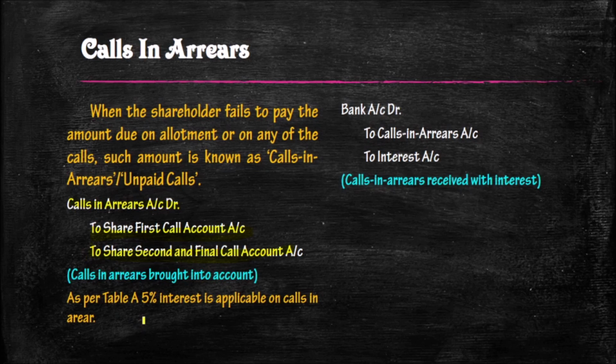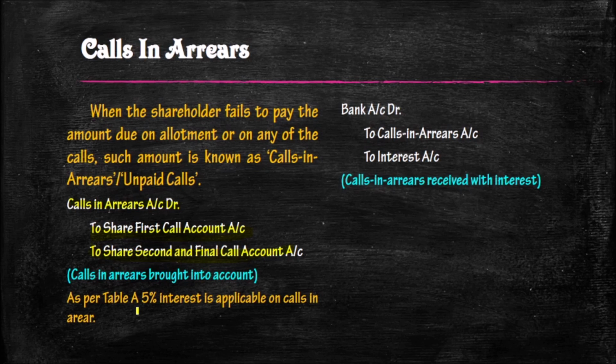If it is failed to pay on share allotment, then the entry will be like that: bank account debtor, calls in arrear account debtor to share allotment. If the failure is at the time of first call, bank account debtor, calls in arrear account debtor to share first call. And also, if the shareholder fails to pay the amount of second call, the entry will be bank account debtor, calls in arrear account debtor to share second and final call.